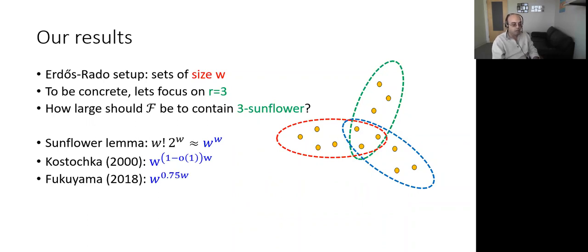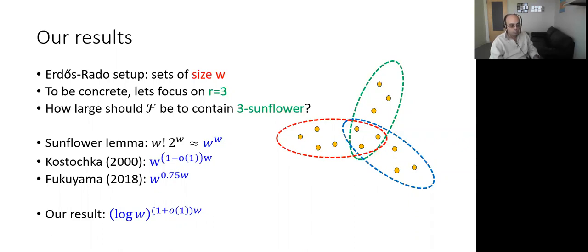And then last year, Fukuyama improved the exponent from, let's say, almost W to something like 3/4 W. And what we're going to prove is we're going to basically improve the base to roughly log W. You can think of log W to the order W if you really want to, but you can actually optimize the exponent to be very, very close to W up to low order terms, which seems to actually be important for some applications.